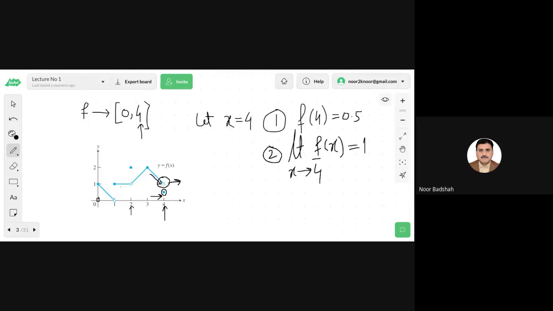So limit exists. Condition 1 satisfied, condition 2 satisfied. What about condition 3? Is it satisfied? The answer is no. 1 is not equal to 2, because at 1 it is 0.5, while in 2 it is 1. So they are not same. Therefore, f is not continuous, or f is discontinuous at x equal to 4.